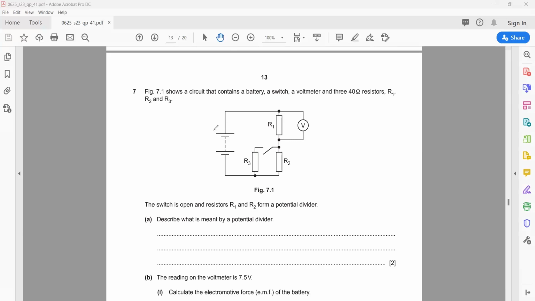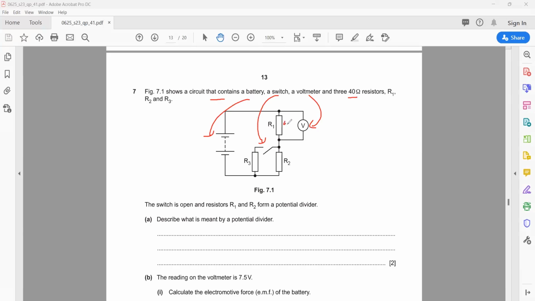Now you have question number 7. Question number 7, figure 7 shows a circuit that contains a battery. This is the battery. Then a switch. This is the switch. A voltmeter. This is a voltmeter. And three resistors of 40 ohm.